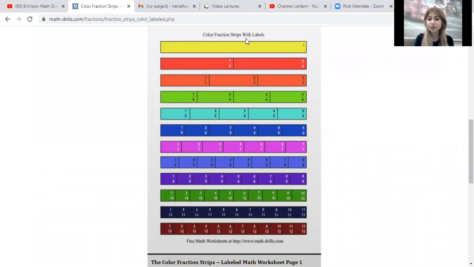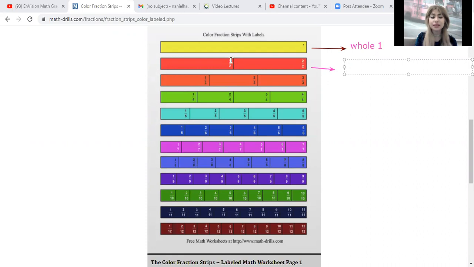Color fraction strips with labels like this. This is the first strip. You can draw this and say this is 1, as I said in the session. You can say this is 1. This is a whole 1. You can write like that. This is a whole 1, and you can write this is half.